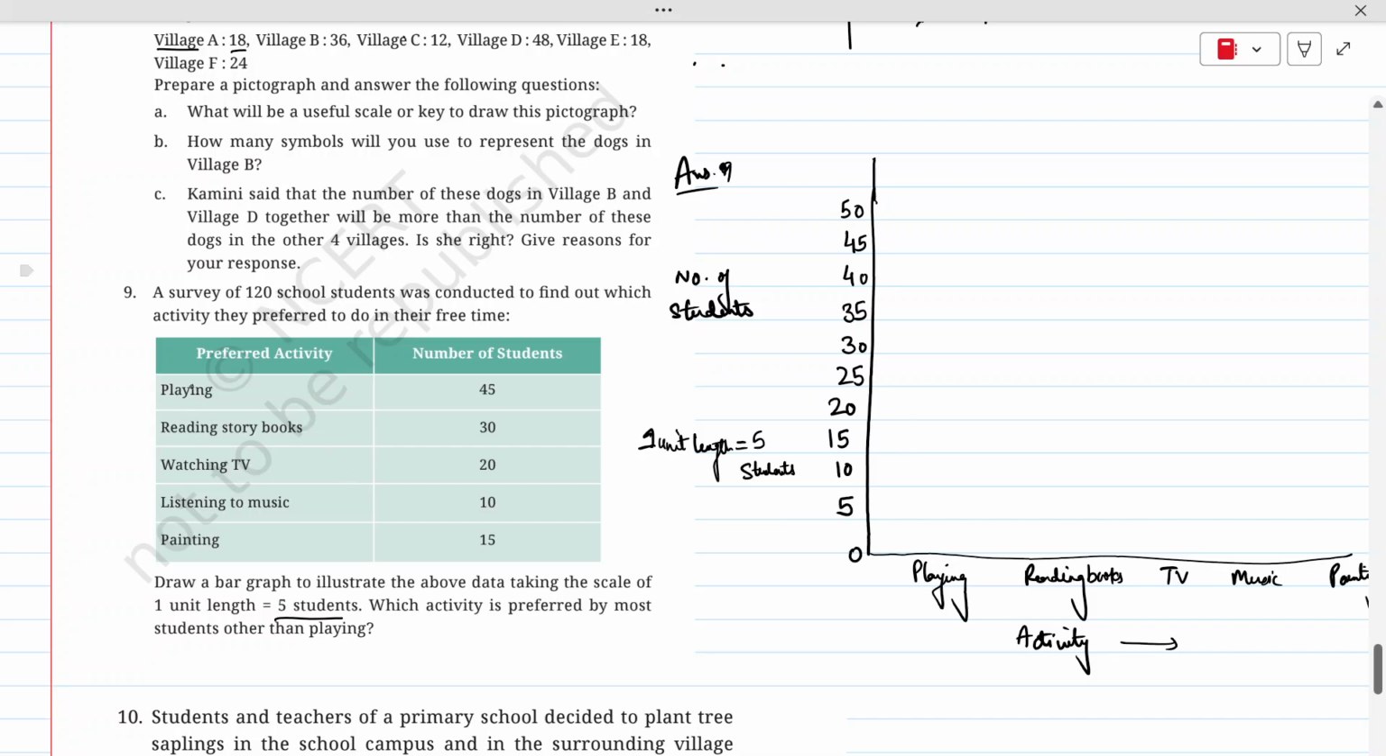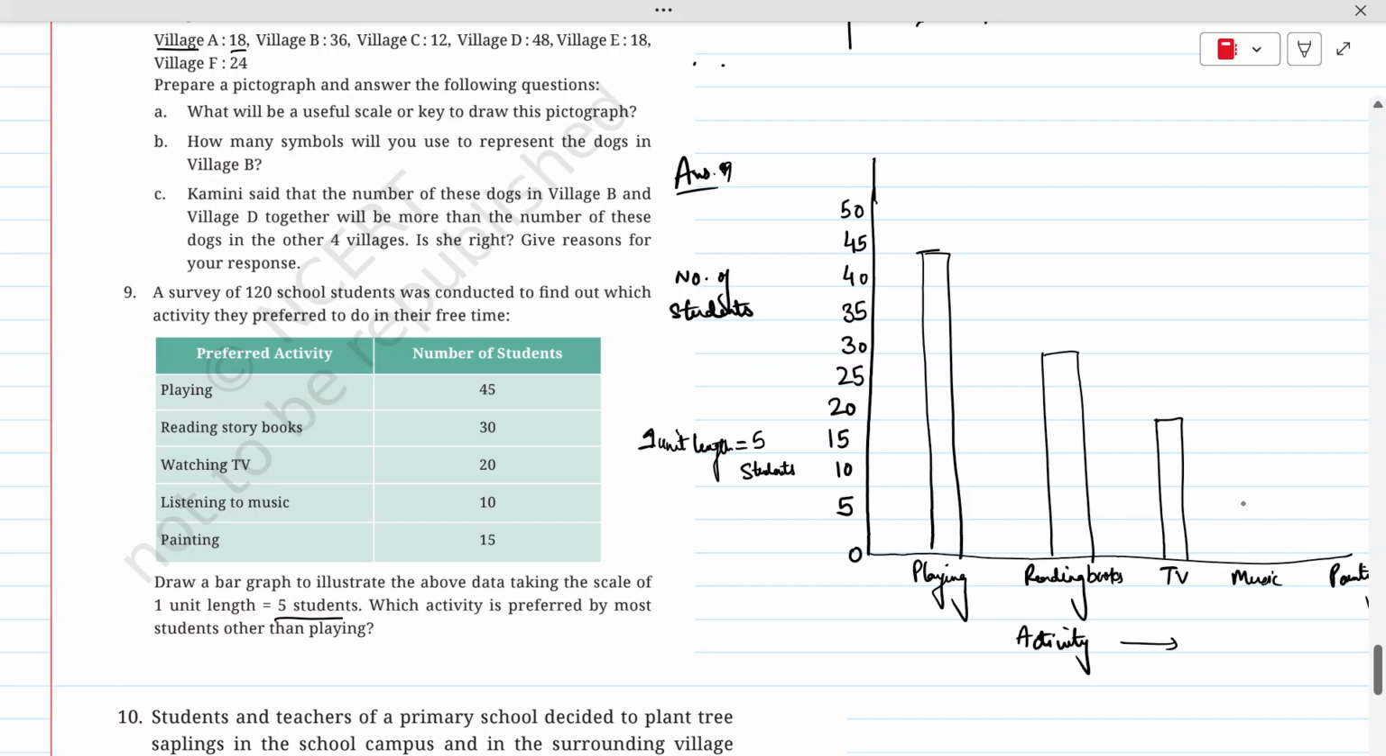Now let's plot for playing. Playing, we have 45 students, so the bar will go till here. It is something like this. Please make straight lines in your notebooks. Then we have reading books, for which we have 30. For TV we have 20. Then we have music, 10. And last we have painting, 15. Okay, so this is our bar graph.